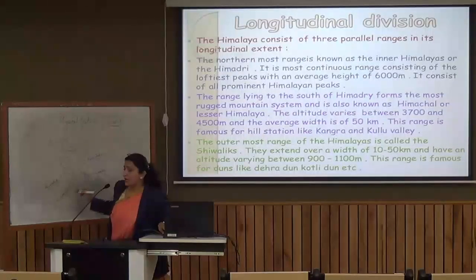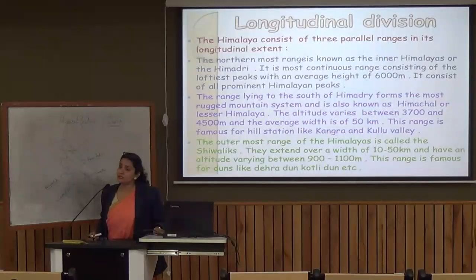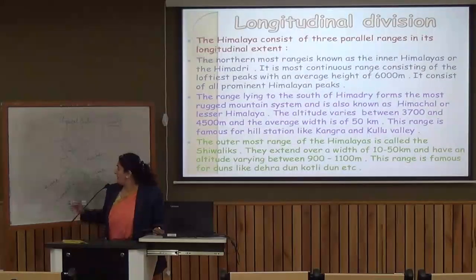The Himadri range is the loftiest mountain range, and in this range the average height of the mountains is around 6,000 meters above the mean sea level. Then the Himachal ranges are between 3,700 to 4,500 meters above the mean sea level. And the Shivalik range is around 900 to 1,100 meters above the mean sea level.